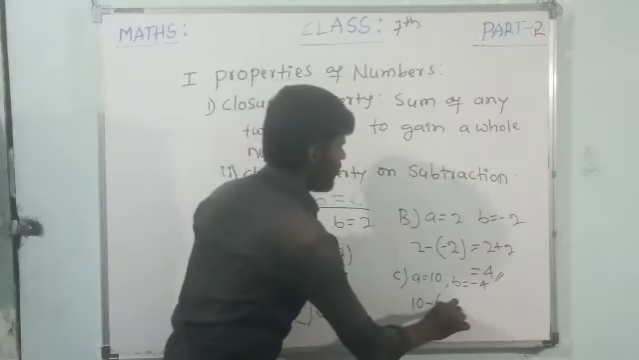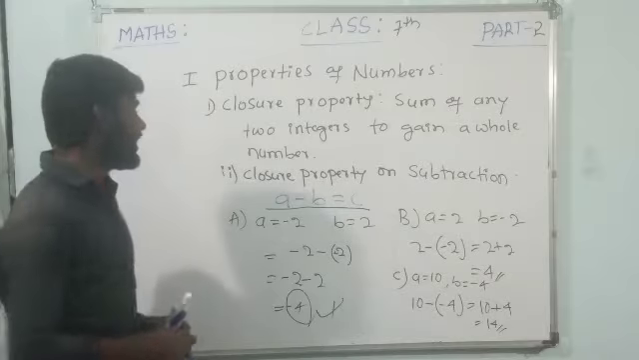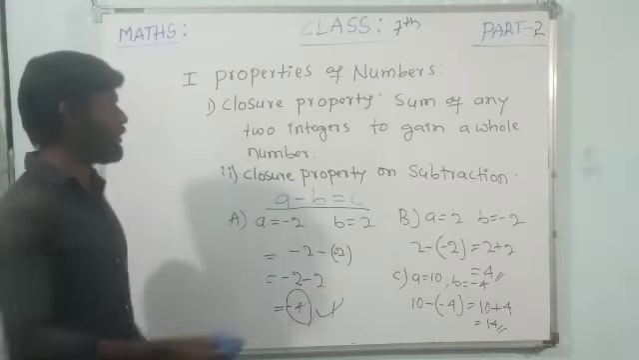Okay, dear friends, I think this closure property on subtraction is over. You did understand. Okay, let us move to the next, commutative property.